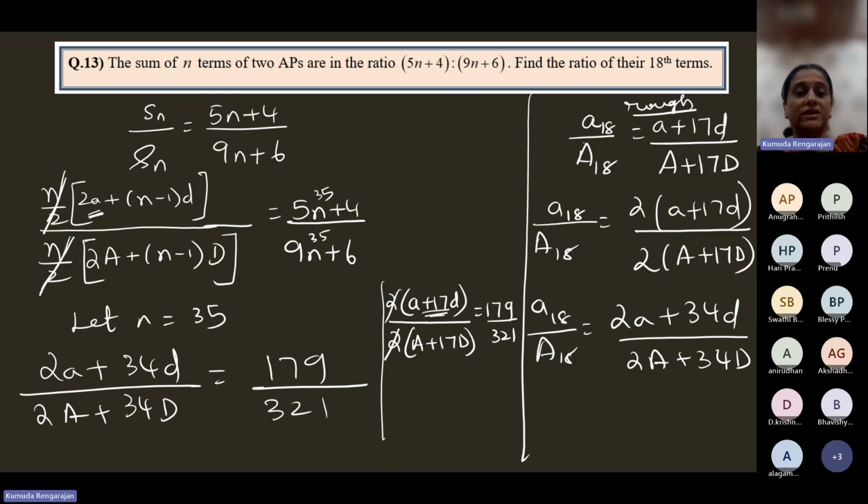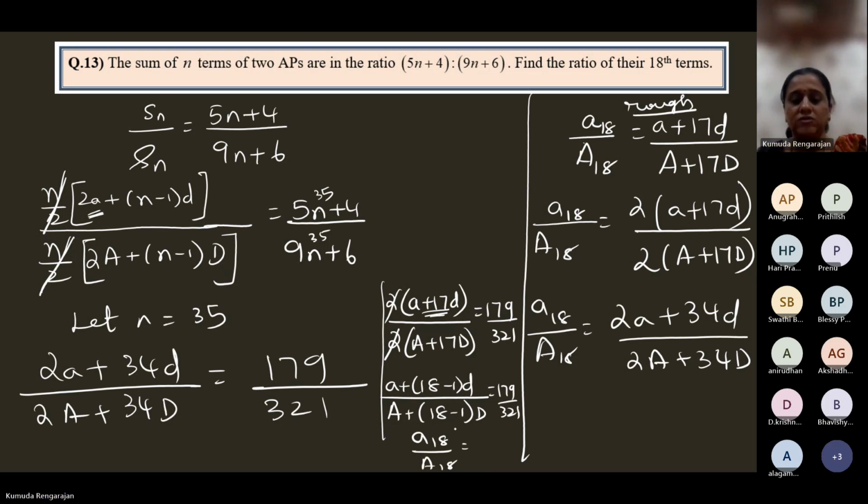So this a plus 17d is nothing but a18, because it's nothing but a plus 18 minus 1 into d, the general term a plus n minus 1 into d. A plus 18 minus 1 into d is the 18th term. So the numerator is nothing but a18, the denominator is a18. So the ratio of their 18th terms is 179 by 321.